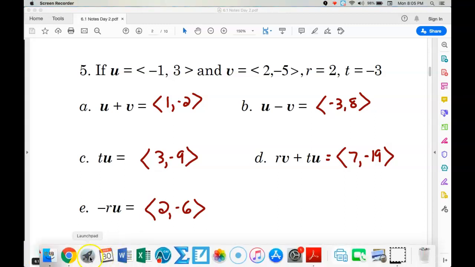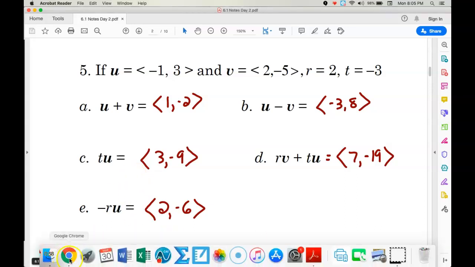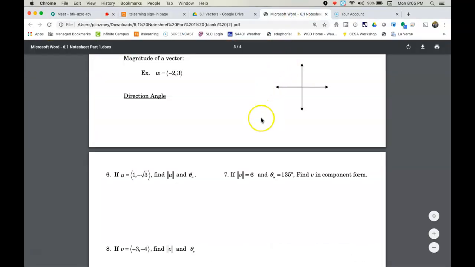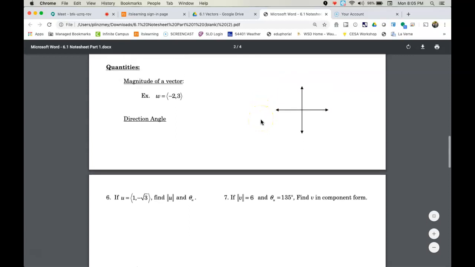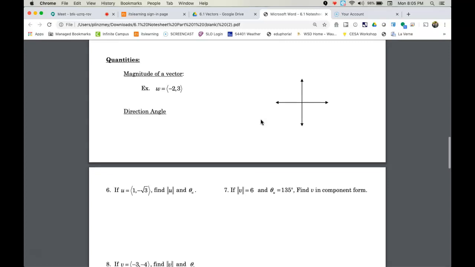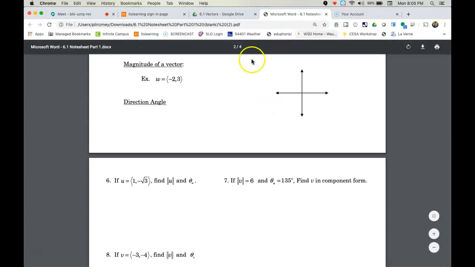We're going to start here on the bottom of page 2 with vector quantities. So we're going to start with the magnitude of a vector. Our first vector is W. It has a component form of -2, 3.